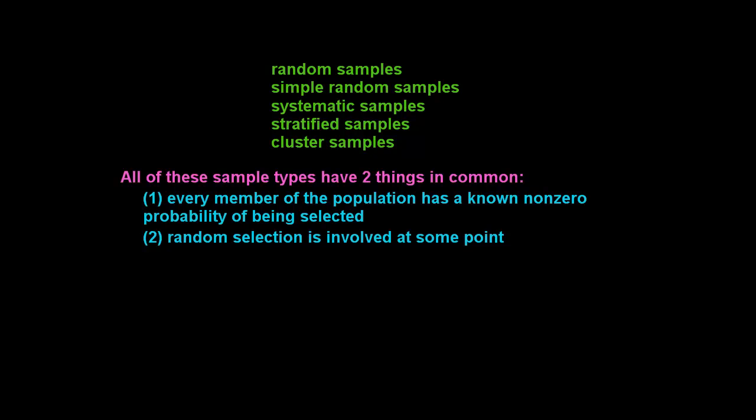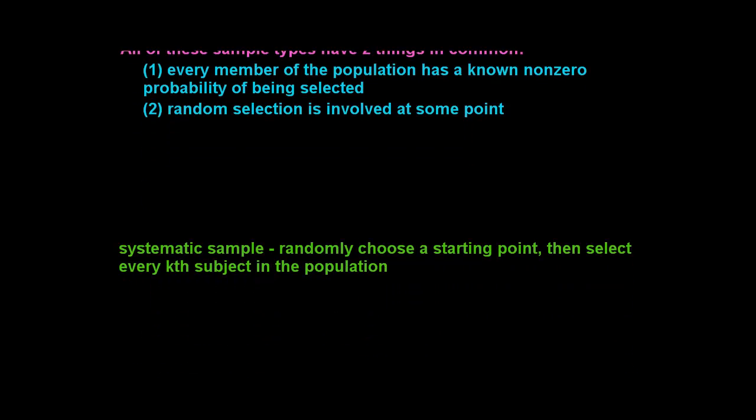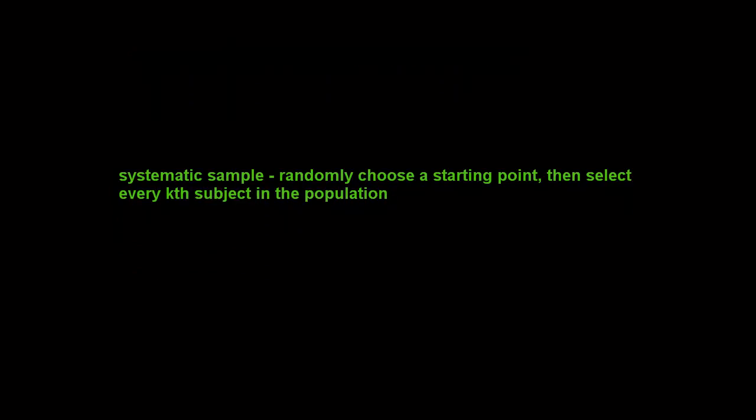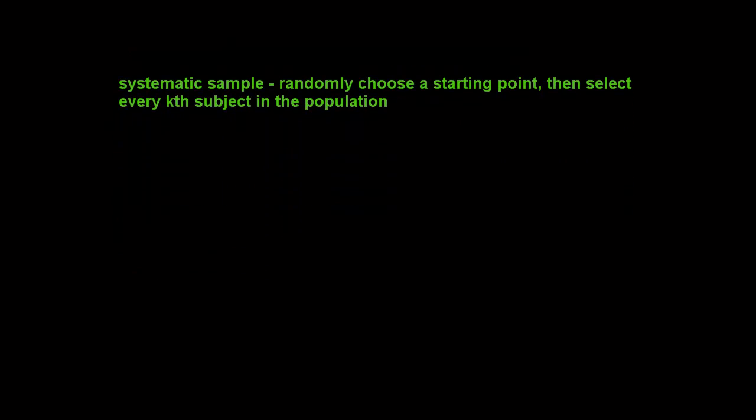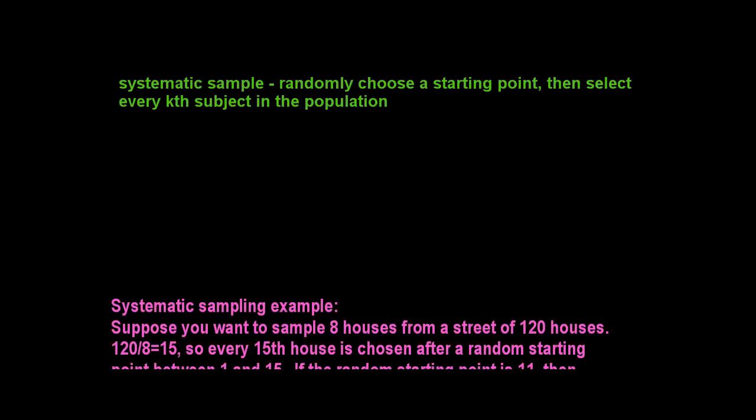So let's start with the systematic sample. With the systematic sample, we randomly choose a starting point and then select every kth subject in the population. And so that would be chosen, every 10th, every 100th, every 200th, whatever your resources and the situation call for. And so with a systematic sample, here's an example of one.